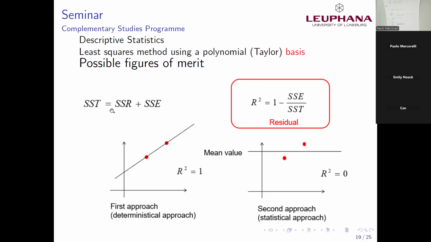If I divide everything by SST, we have 1 here. We have here SSR divided by SST, which I call R square. And here we have SSE divided by SST. I can write it in this form. This is clear, no? Again, 1 equals SSR divided by SST, which I call R square, plus SSE divided by SST. And I can put on the other side this SSE divided by SST, and I have R square equal 1 minus SSE divided by SST.